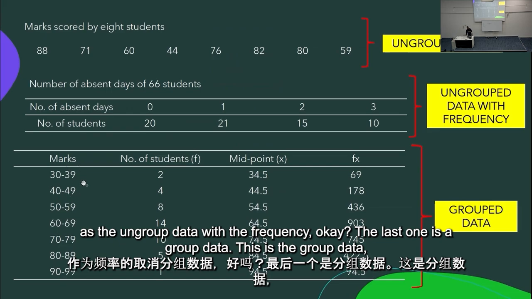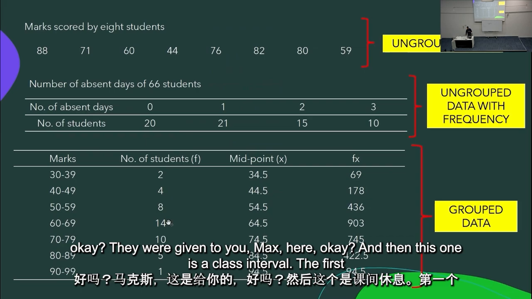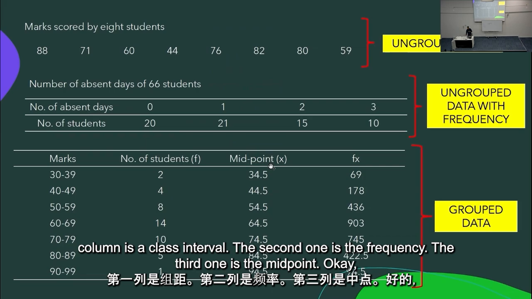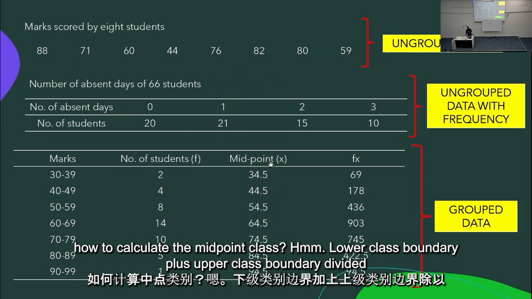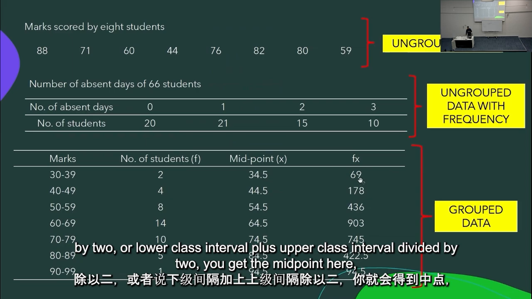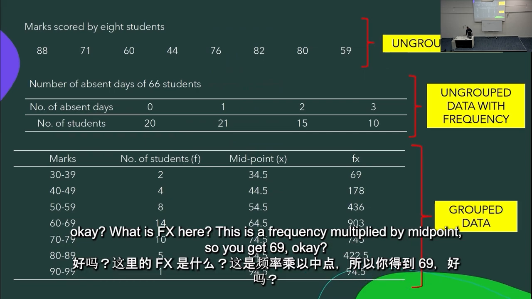The last one is grouped data. They will give you marks here, and this is the class interval. The first column is the class interval, the second one is the frequency, the third one is the midpoint. How to calculate the class midpoint? Lower class boundary plus upper class boundary divided by 2, or lower class interval plus upper class interval divided by 2, you get the midpoint here. What is fx here? This is the frequency multiplied by the midpoint. So you get 69.